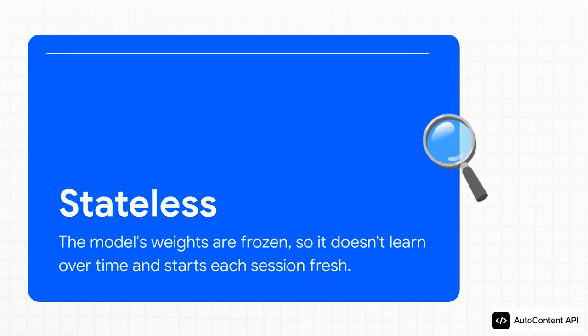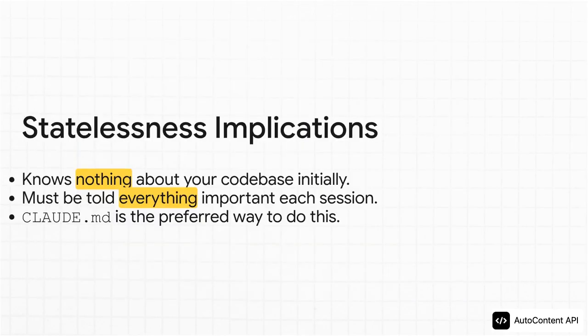This is everything. See, unlike a human teammate who remembers what you were working on yesterday, the AI's brain is basically frozen in time. It doesn't learn or get smarter between your chats. The only thing it knows about your project is whatever information, whatever context, you give it in that one single moment. So this stateless thing has three massive implications for us.